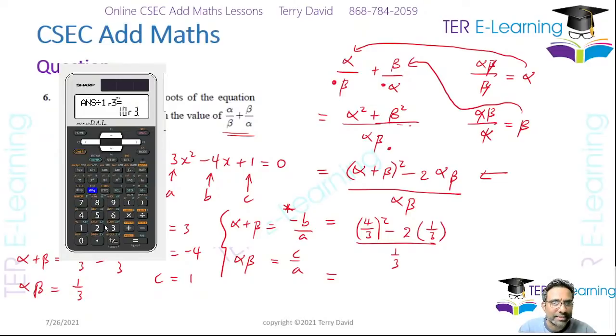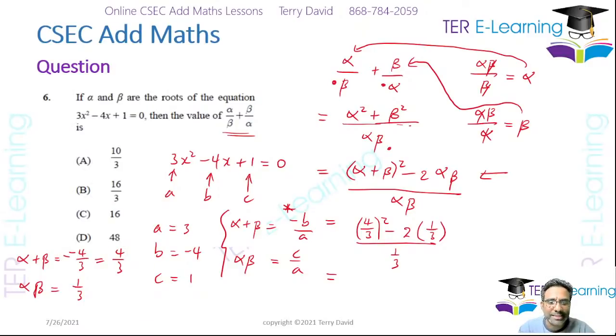Let's see what that is as an improper fraction. So that is 10 over 3, right? Let's see if they have any answer like that. So I'm seeing A as 10 over 3, right? So that seems to be the answer, 10 over 3. So the answer is 10 over 3, guys, right?